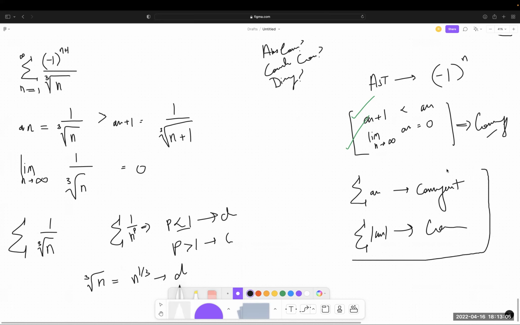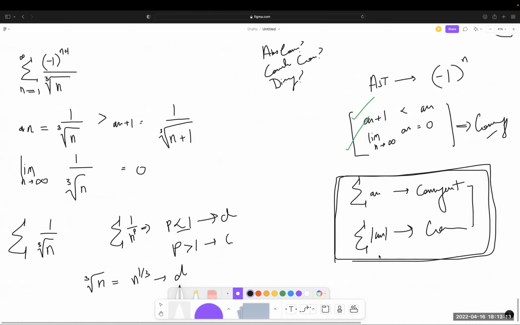So if you take the absolute value of the a of n, it turns out you diverge. So it's not absolutely convergent, because while the regular one is convergent, if you take the absolute value of it, it'll actually diverge. So this one you would say is conditionally convergent. And the condition is don't take the absolute value or else you'll diverge.